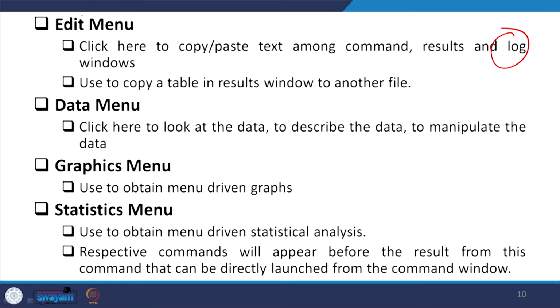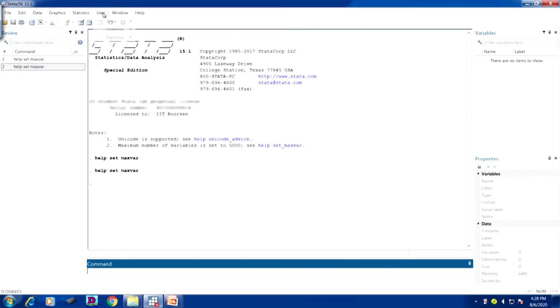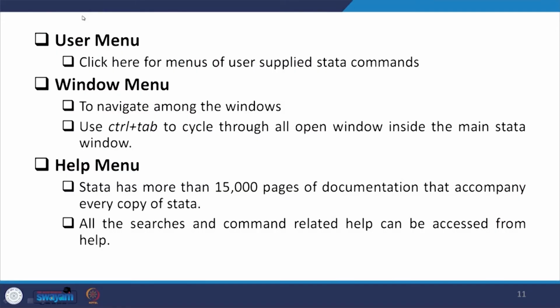Now, let me proceed further. Now, others are like user menu. User menu contains user supplied Stata commands like this. If you have the data, it will show it, and if you have graphics, it will show it. Some statistics, if you have already done it, it will show it actually. But right now, since we haven't yet started, I cannot show you, but user menu is also going to be useful. Similarly, window menu, that helps in navigating among the windows.